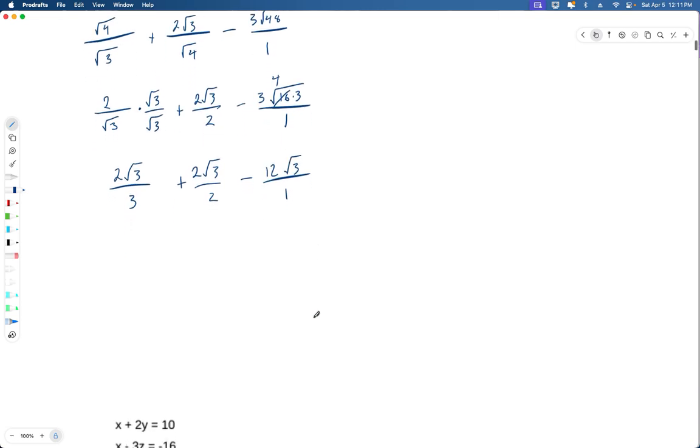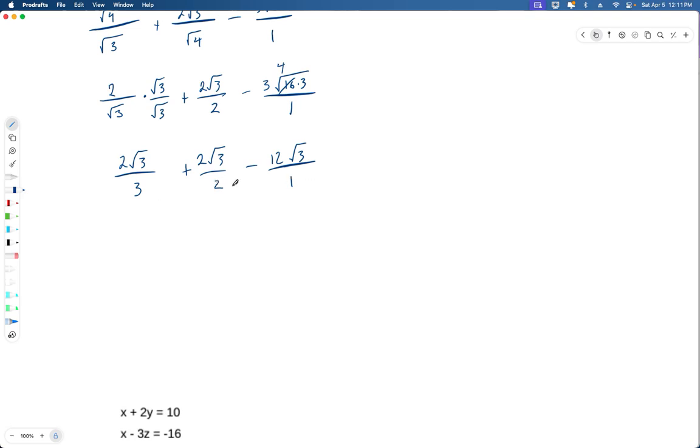All right, now that we've reduced everything and conjugated and made everything in the right format, now we need to find a common denominator. So it's going to be 6. So this would make this 6. That would make this 6. And this would make this 6.